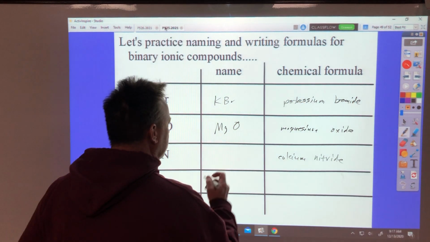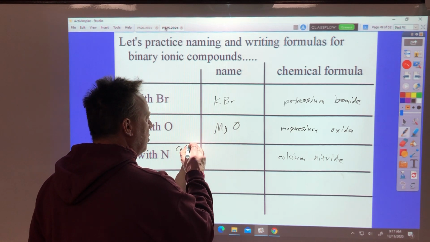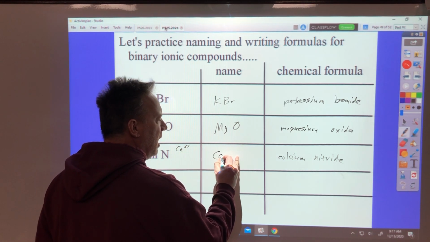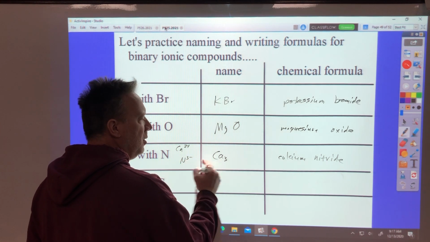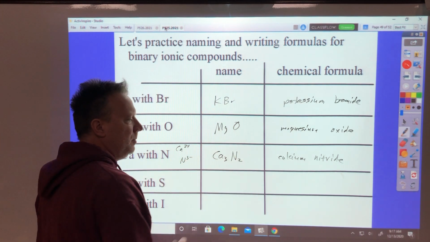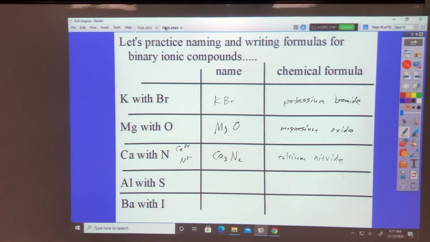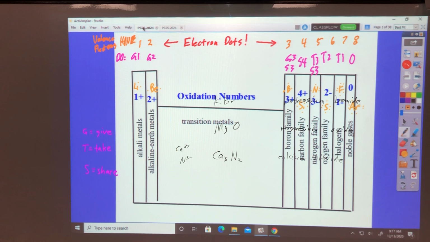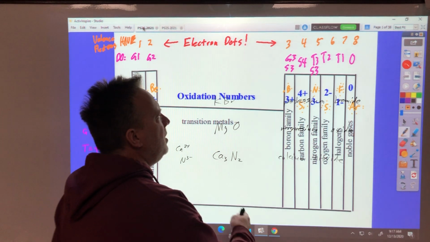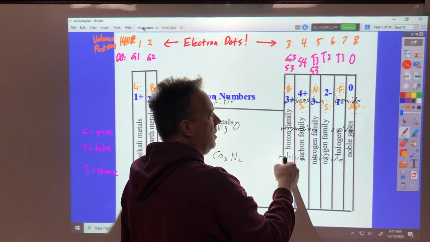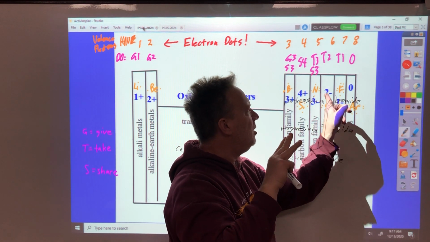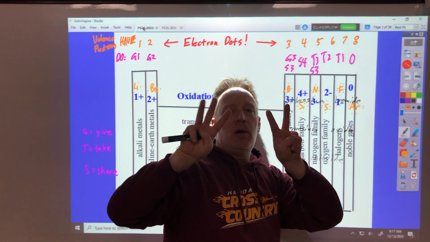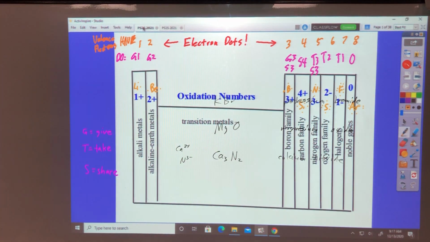3 2s. So if it's Ca2 positive, I need 3 of those, Ca3. If it's N3 minus, I need 2 of those, N2. Okay, Al with S. One back here. Aluminum is in this column, giving 3. Sulfur is in this column, taking 2. Not a match. But in the meantime, let's name it.